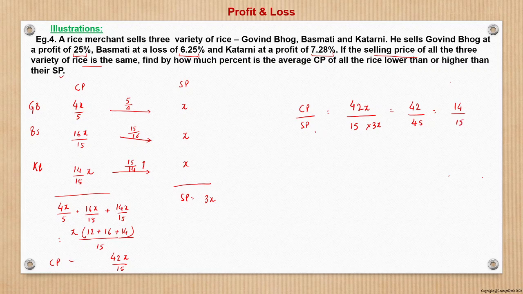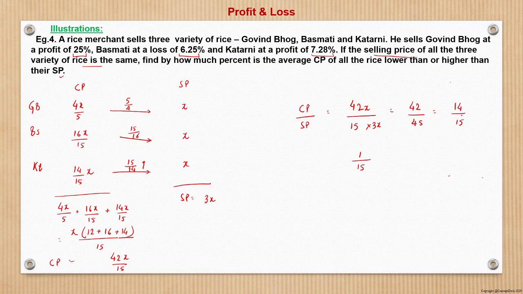Therefore we can say that if SP is 15, CP is 14, right? So how much less is CP than SP? CP is less than SP by 1 by 15, we can say, right?